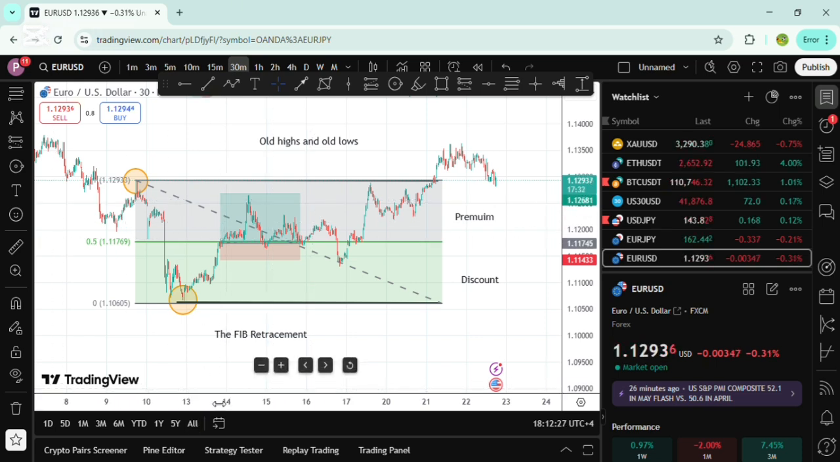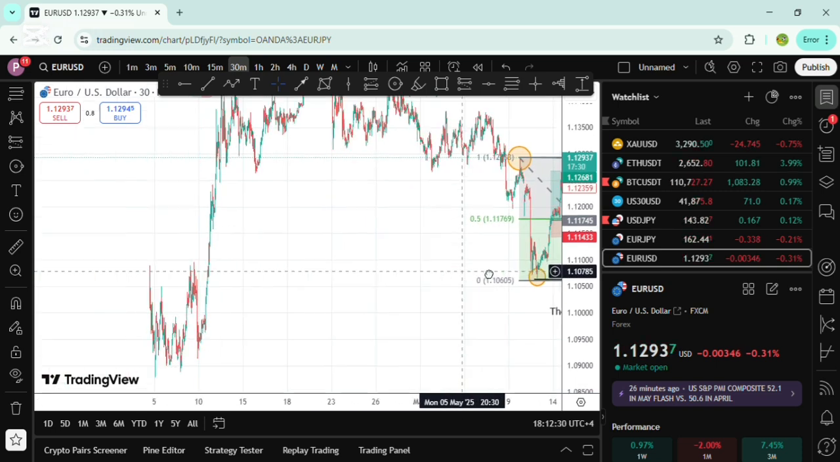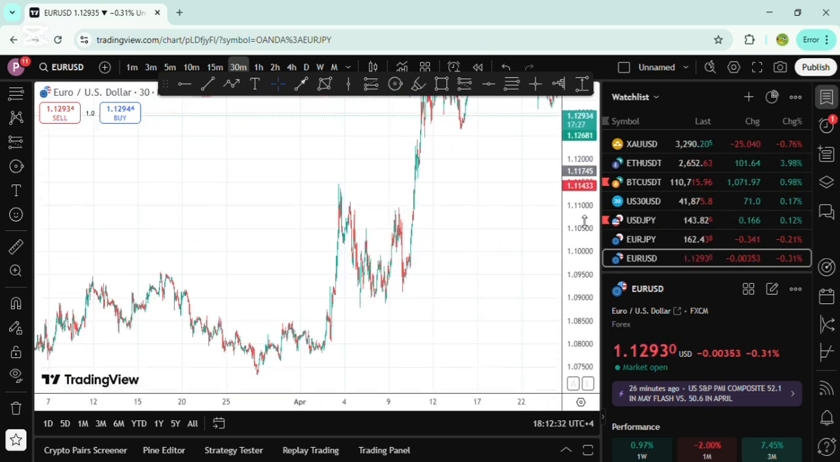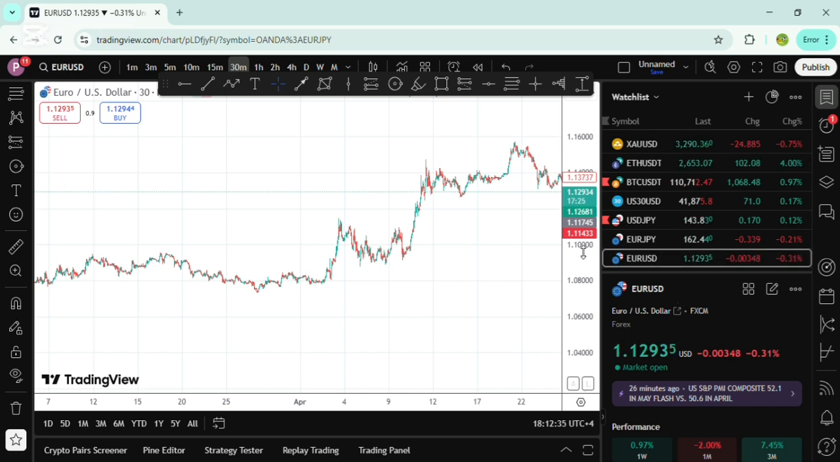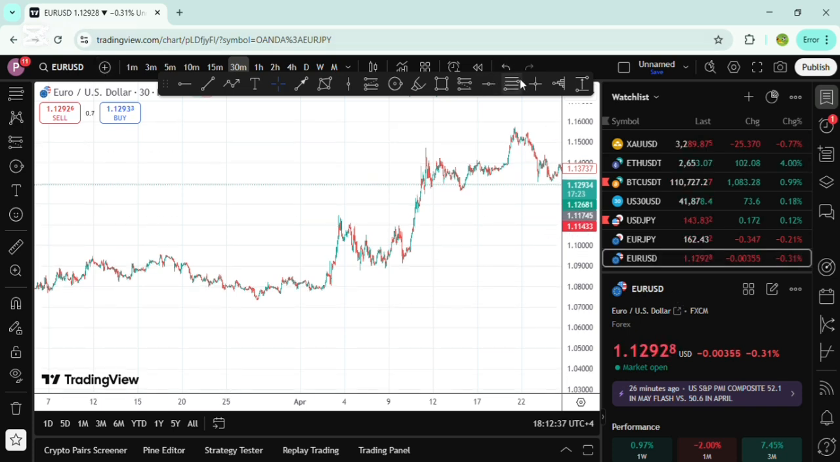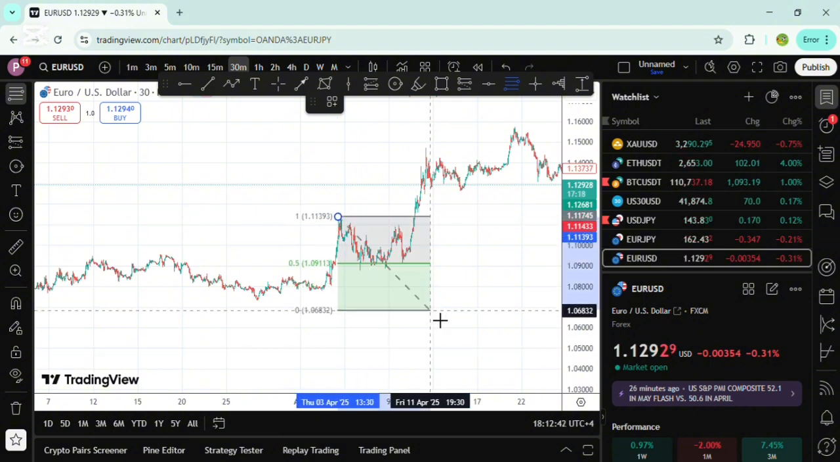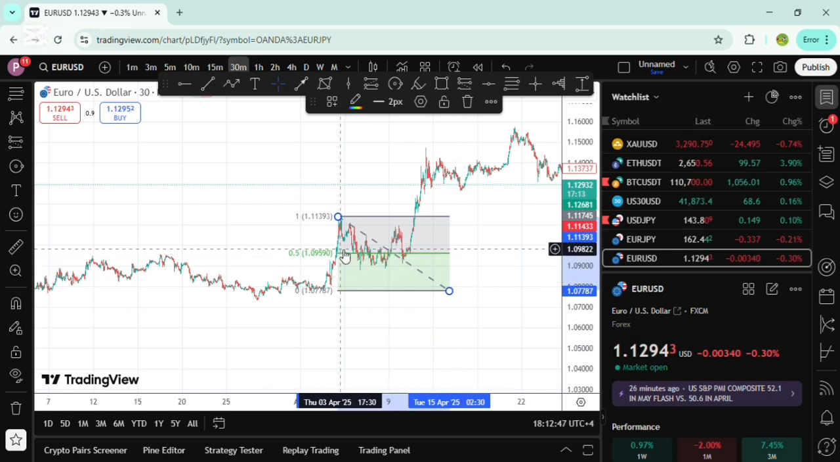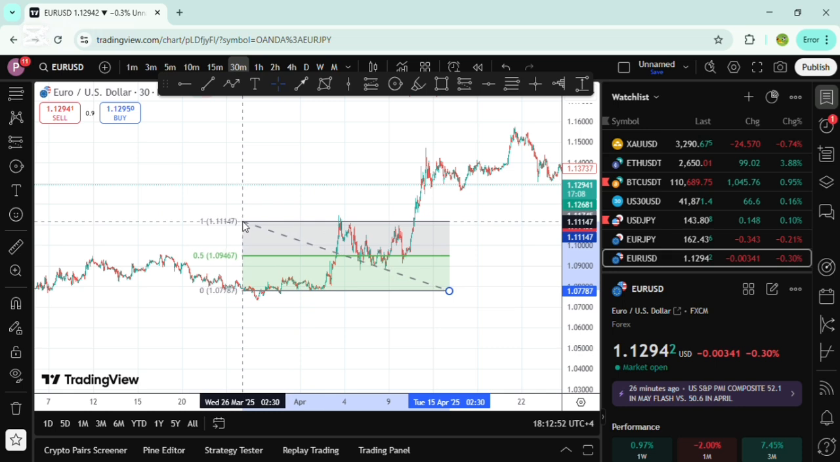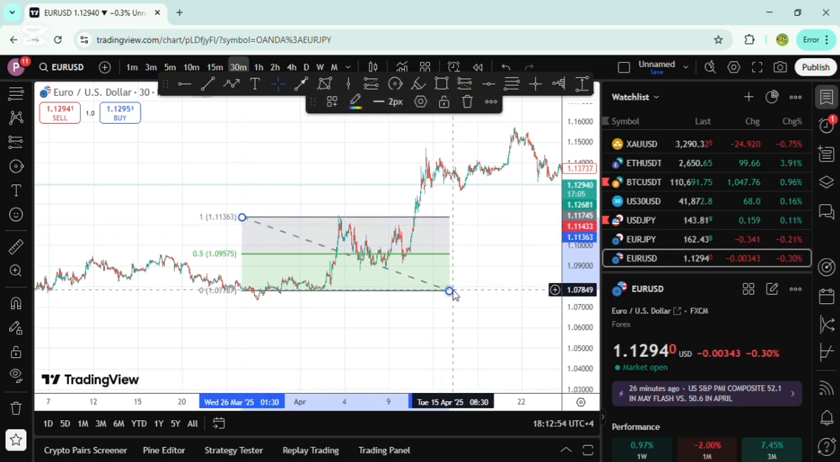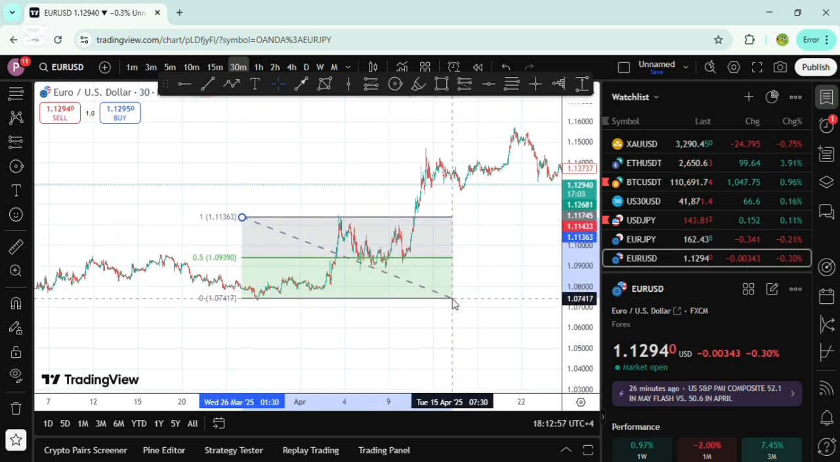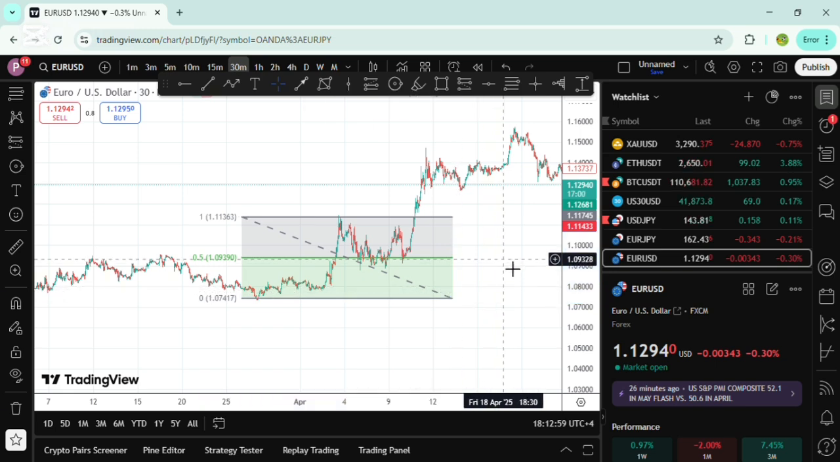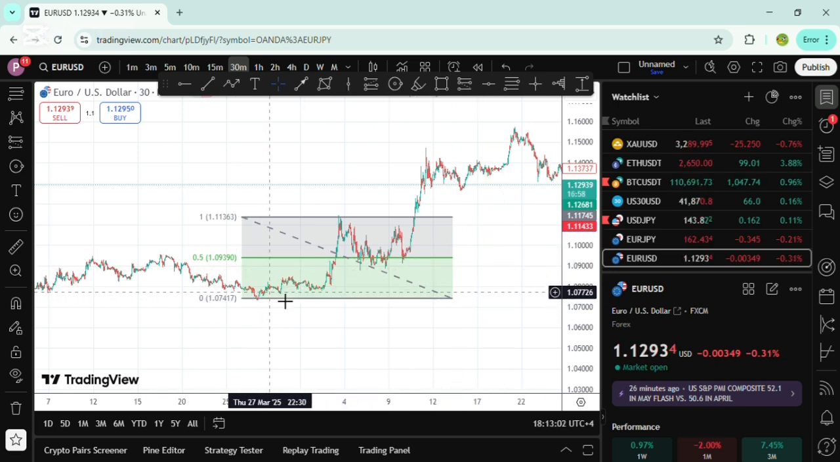So let me show you another example. We're using this old high and the old low. You can see it. So this is an old high. This is an old low. Forget that this one has not played out yet. Let's just take the ones we are looking at.